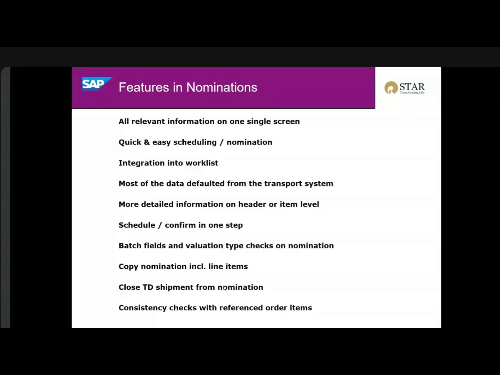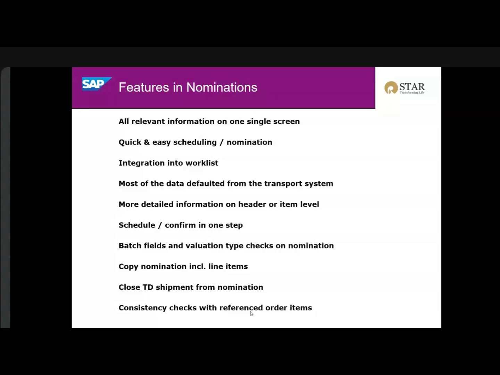And TD shipment from nomination. That is a configuration activity. You can configure it in such a way that when the transaction is complete, the shipment will be closed, so that nobody will make further changes. There is a tick mark in the shipment, complete shipment, so it will be automatically done. Otherwise, you have to go to another transaction, go for H1, then click the complete button and all. That is not required. This is automatically done.